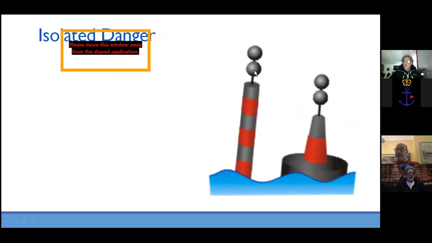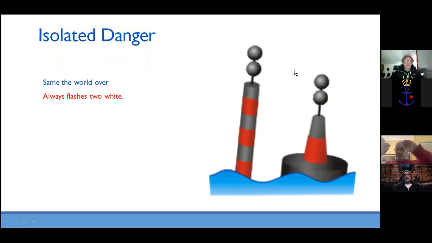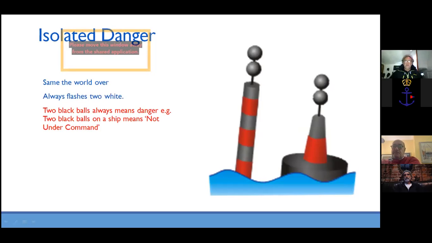And then on the other hand, you've got isolated danger, black and red. Also one outside Cape Town. Okay, they're the same the world over. These always flash two white. The world over, an isolated danger flashes two white. That's it. Okay, two black balls. If you ever see two black balls at sea, it means danger. If you're not under command on your vessel, you hoist two black balls. So two black balls, not under command, two black balls, isolated danger. No choice in that, just stay away from it.